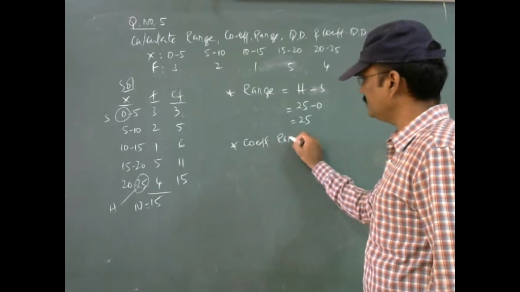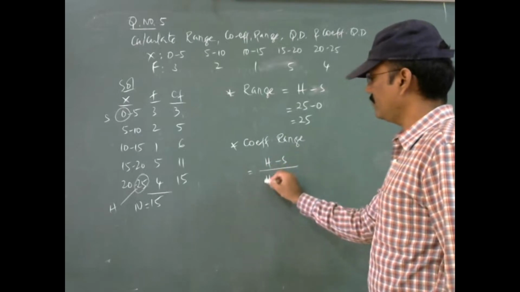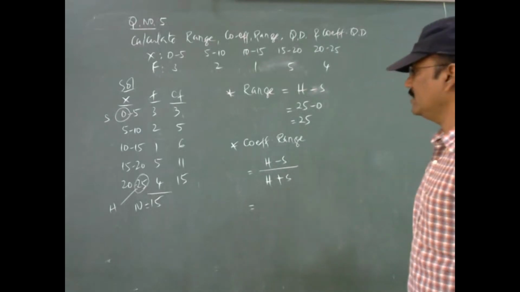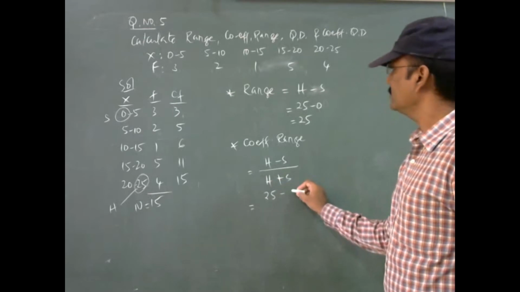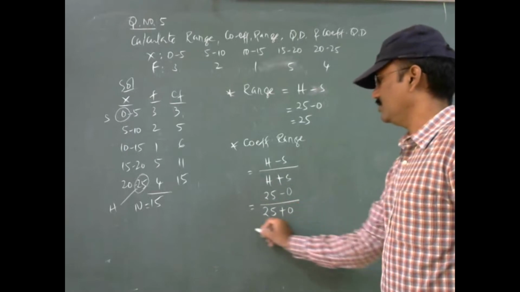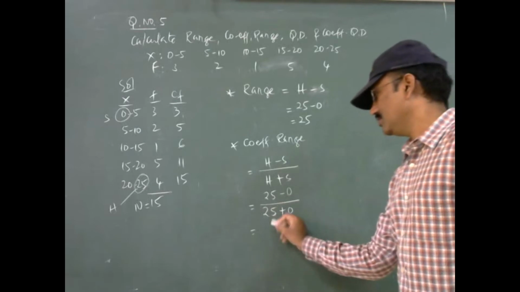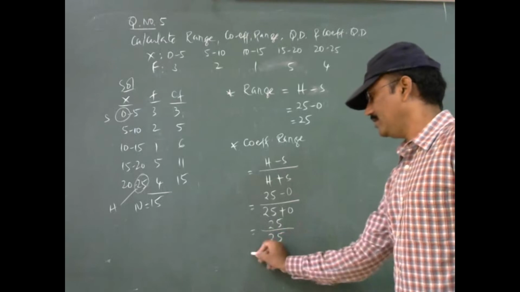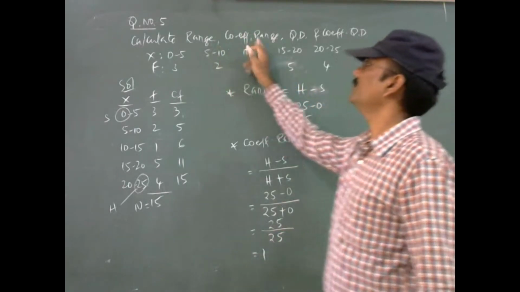Coefficient of range is H minus S divided by H plus S. Like this: 25 minus 0 divided by 25 plus 0. Highest is 25, smallest is 0. So 25 minus 0 is 25, divided by 25 equals 1. So this is all about the range and coefficient of range.